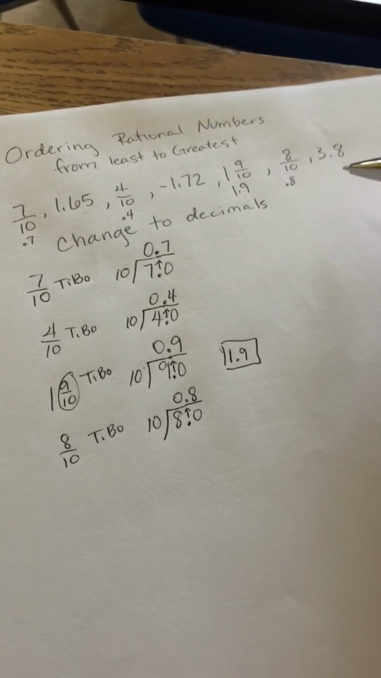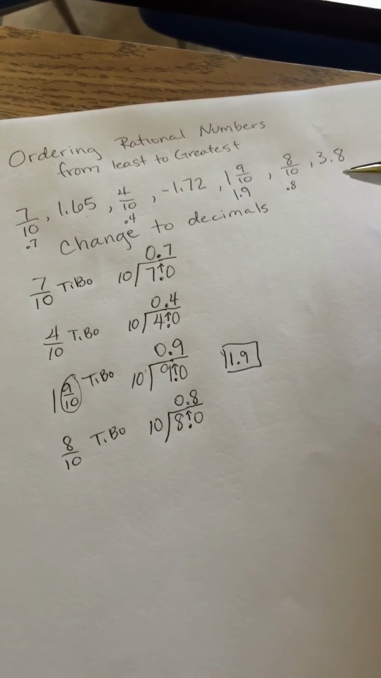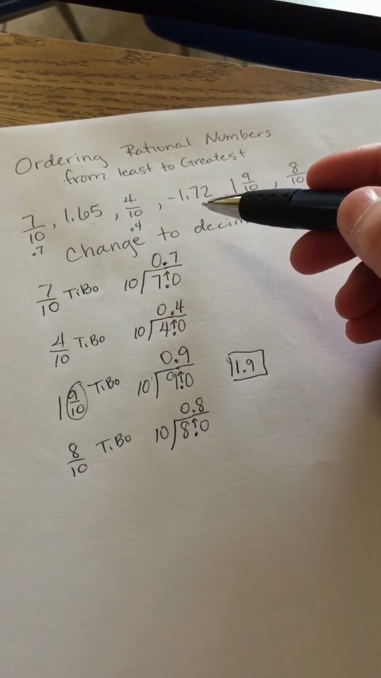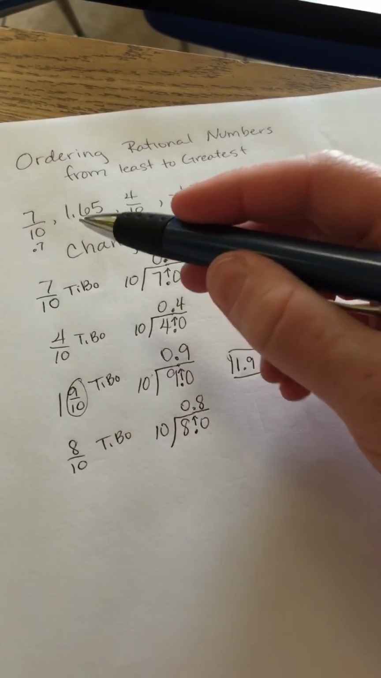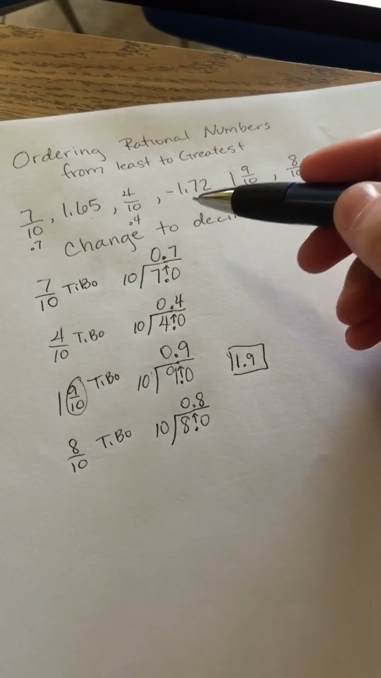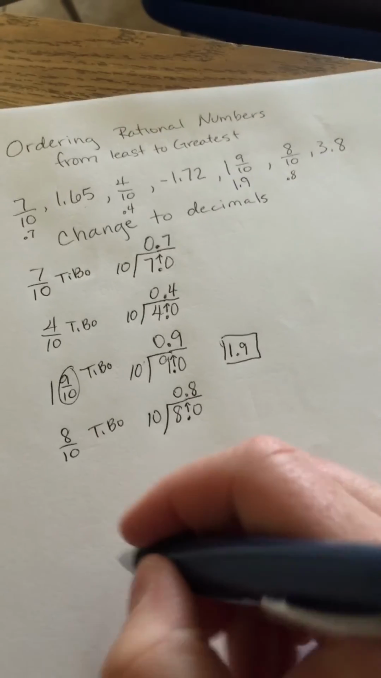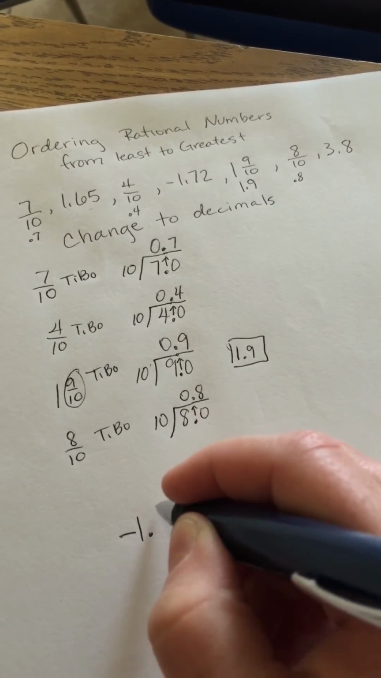Let's look at ordering from least to greatest. Remember, we learned if we have a negative number, that is our smallest number, okay? And compare, no more negatives, so that is our smallest number. Let's start with that. Negative 1.72.